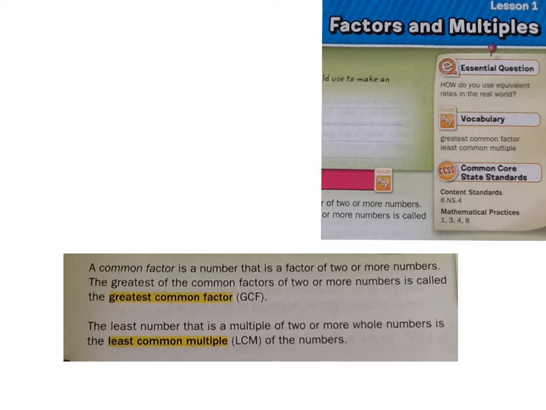A common factor is a number that is a factor of two or more numbers. The greatest of the common factors of two or more numbers is called the greatest common factor. The abbreviation for that is GCF. The least number that is a multiple of two or more whole numbers is the least common multiple, also abbreviated as LCM of the numbers.